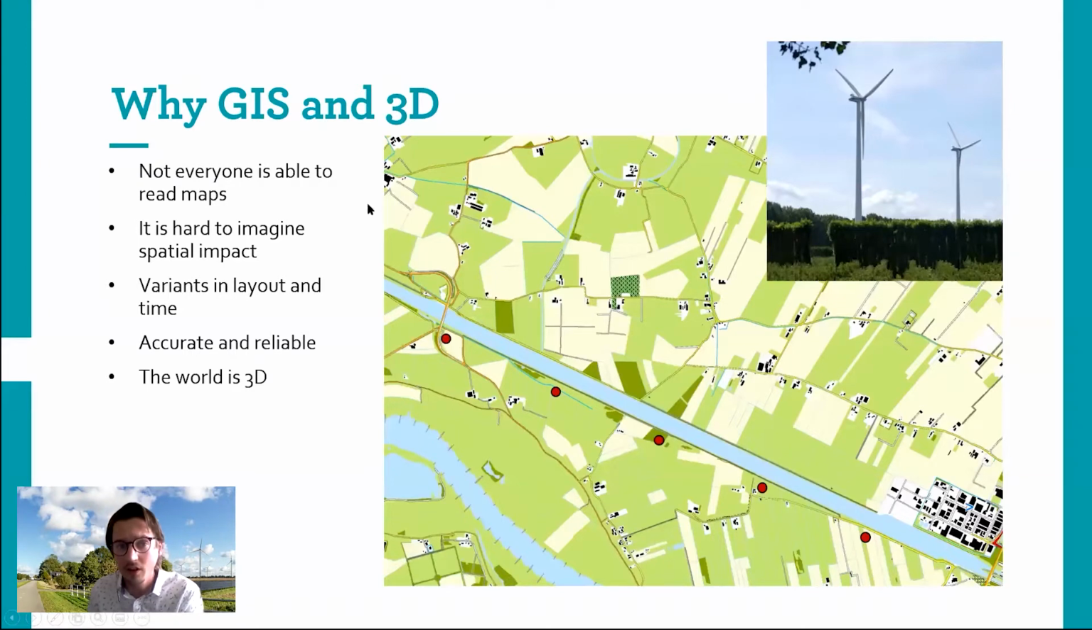So why GIS and 3D? Not everyone is able to read maps. It's hard to imagine spatial impact, like you can see in the map here, with 4 wind turbines, 5 wind turbines, but you can't see what the spatial impact of it is. It's just a dot. Well, when you're standing on a road, you see this, which is quite a different view. And you want variance in layout and in time. You want it to be accurate and reliable, and the world is 3D.